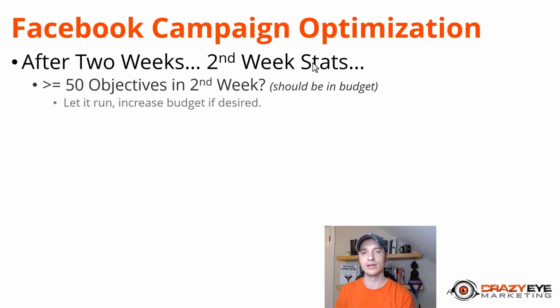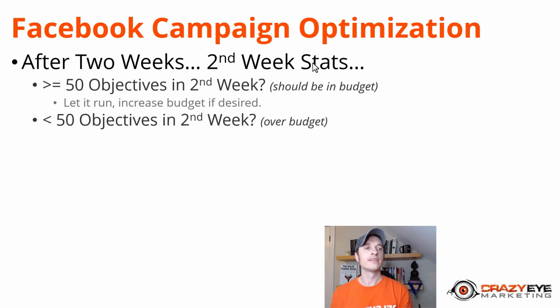There's some other things that go into it, so I'll address that later on. But the main concept is, if it's working, you can throw a little bit more money at it. That's how that works. Now, if you're less than 50 objectives in that second week, then you're over budget, because you have a budget and you've achieved fewer objectives than you wanted to spend. Well, then, of course, that means you're over budget.